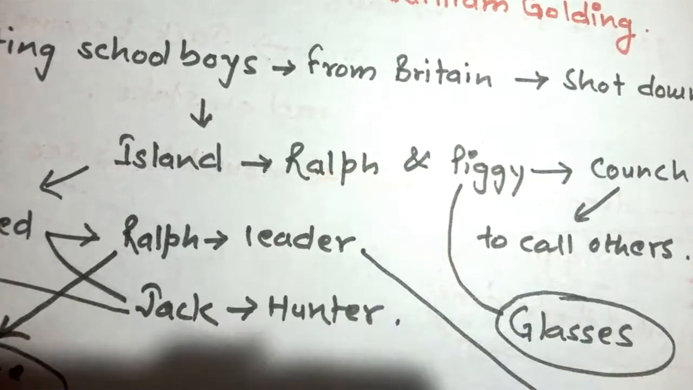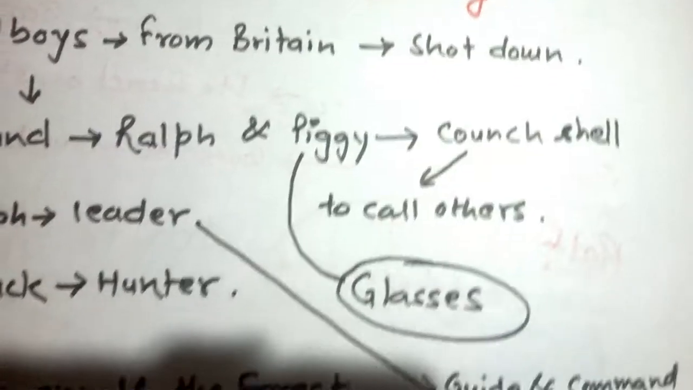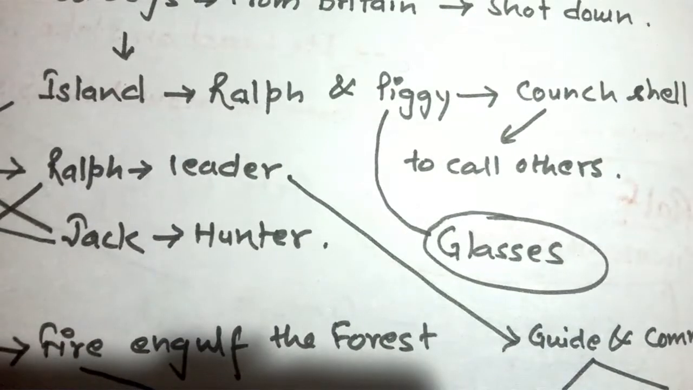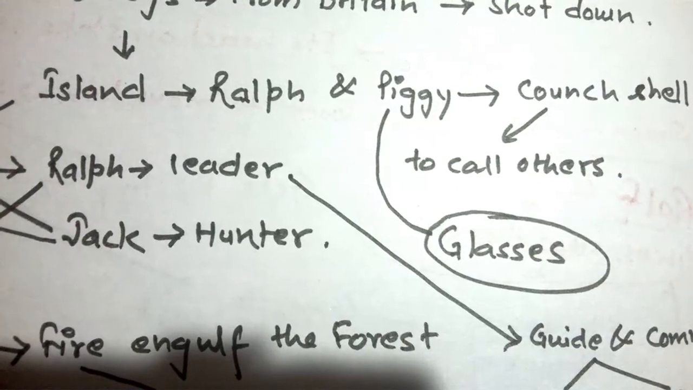They decide to make Ralph their leader, and Piggy, who got a conch shell, uses that conch shell to call others. And he also wears glasses. So this is also an important thing in one of the KVS exams, Kendriya Vidyalaya exam. This question was asked: who was wearing glasses and whose glasses were there. So sometimes in exams it is asked.